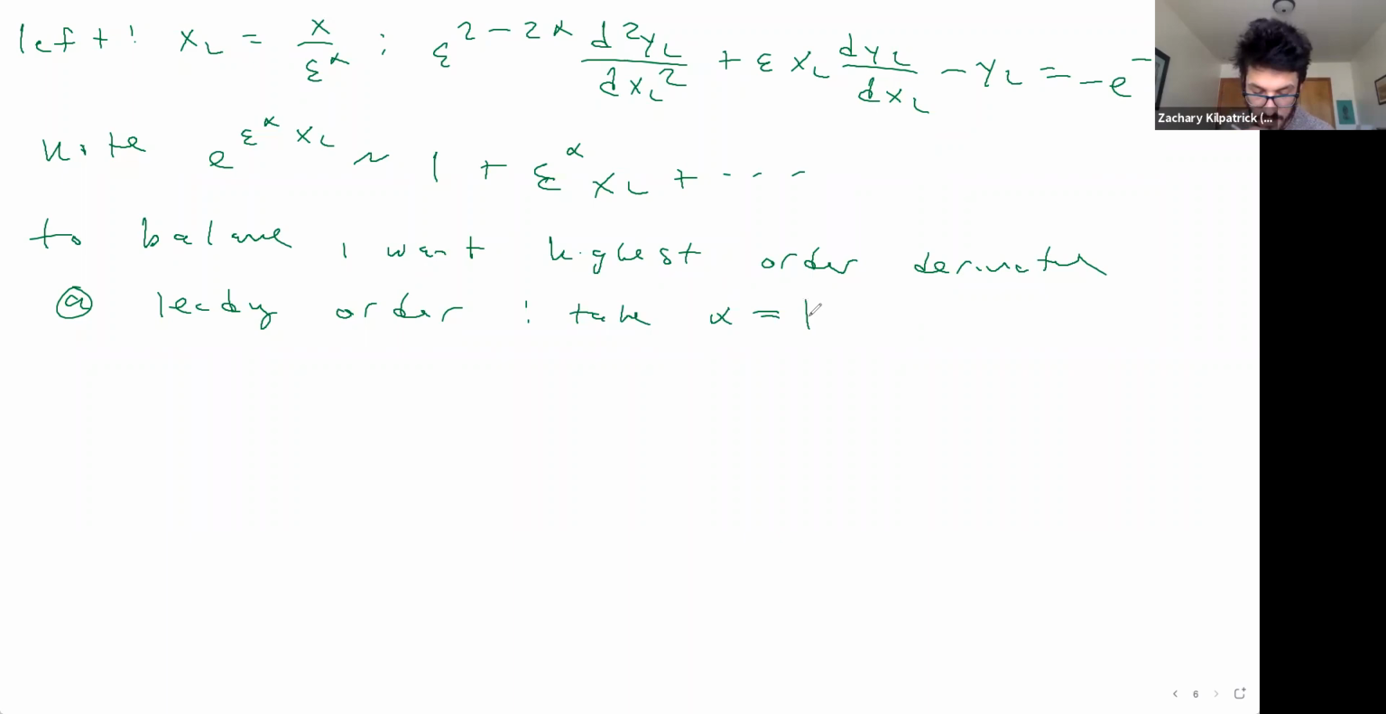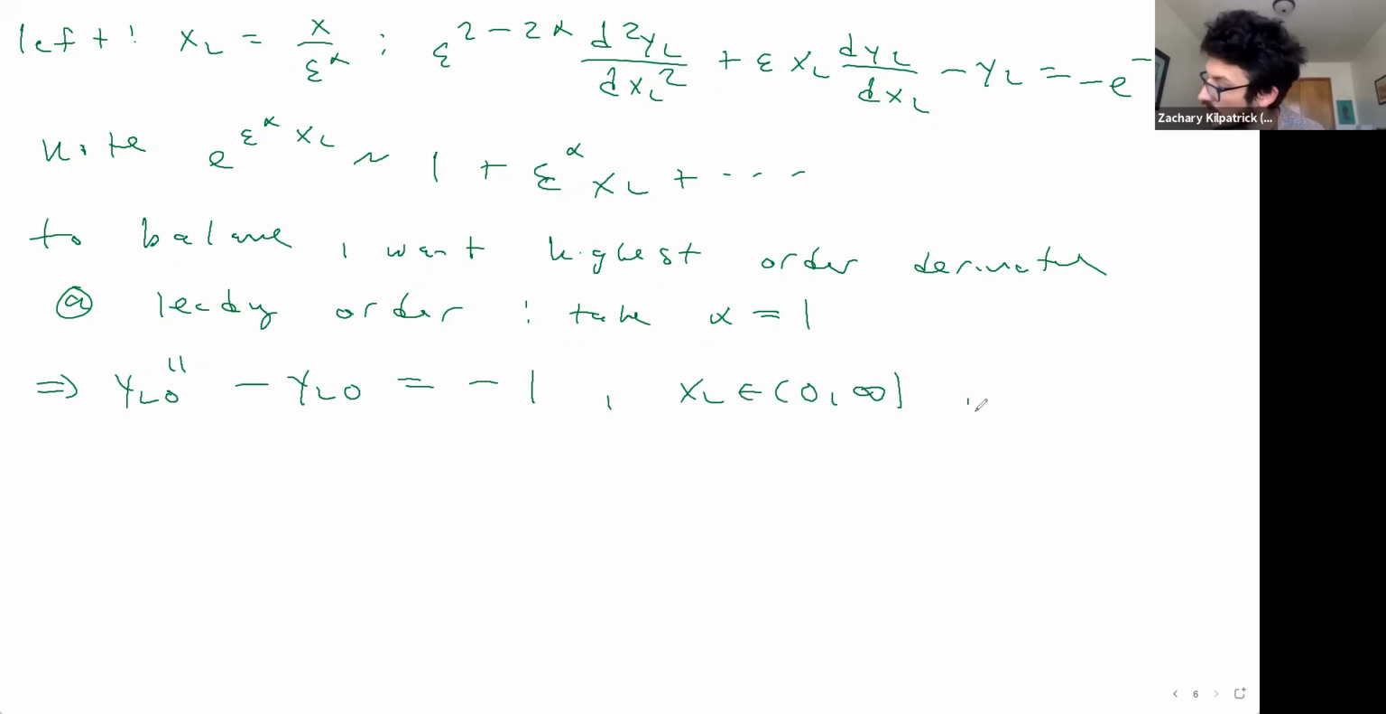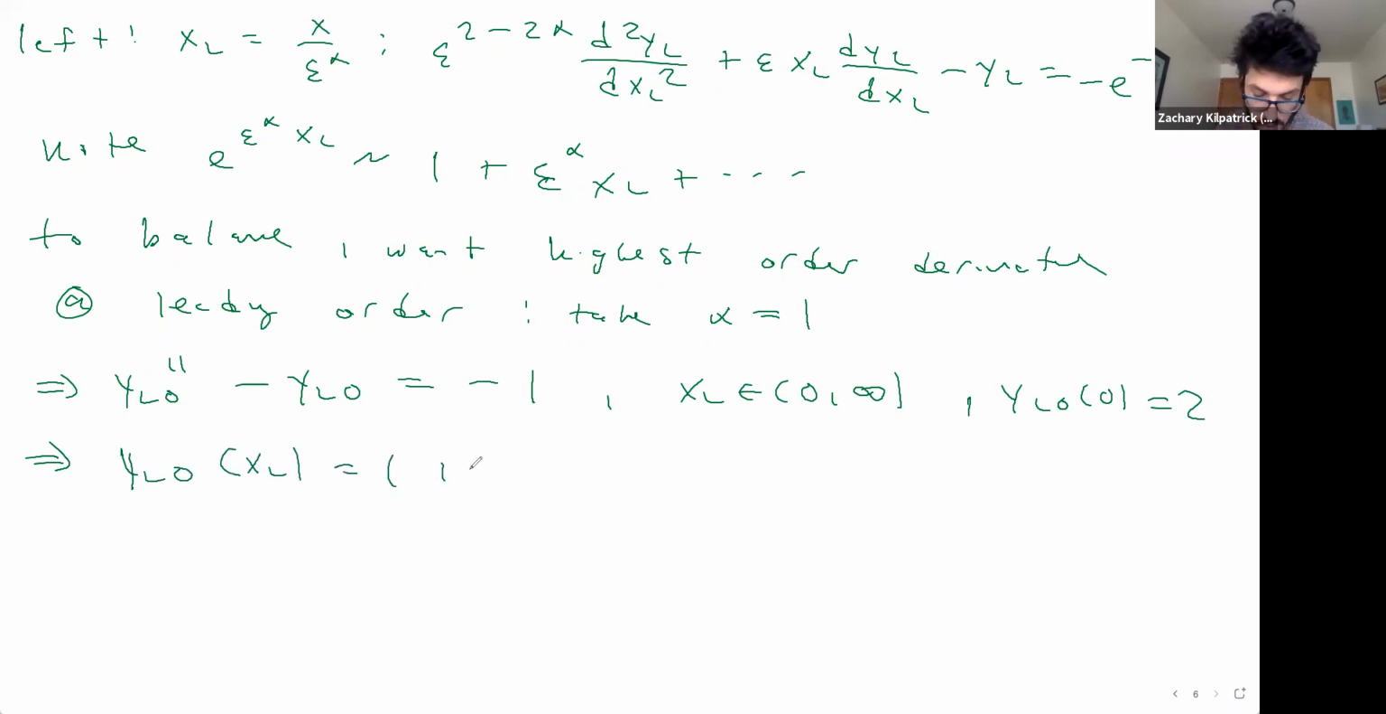alpha equals 1, and that means that on the left we're going to have YL0 prime prime minus YL0 is equal to -1. XL is going to go from 0 to infinity, because it's this inner layer, and then we also have YL0 at 0 is equal to 2. Now we can solve this. We get YL0 of XL is equal to 1 plus A e to the minus XL plus 1 minus A e to the XL.